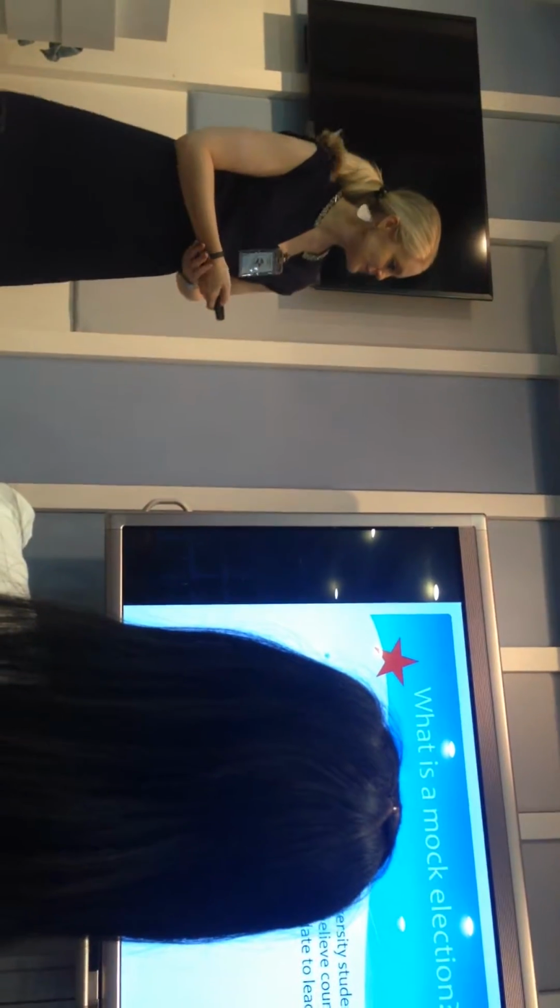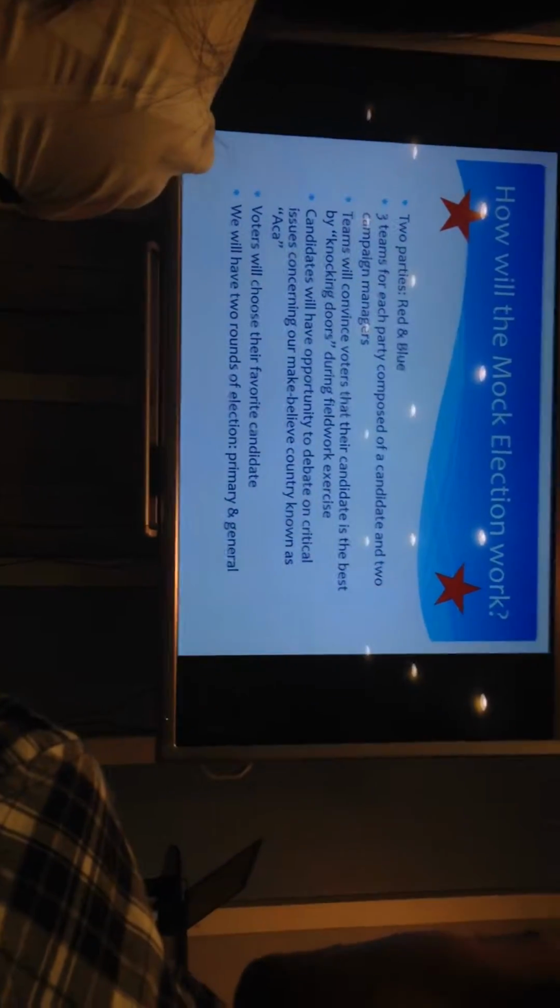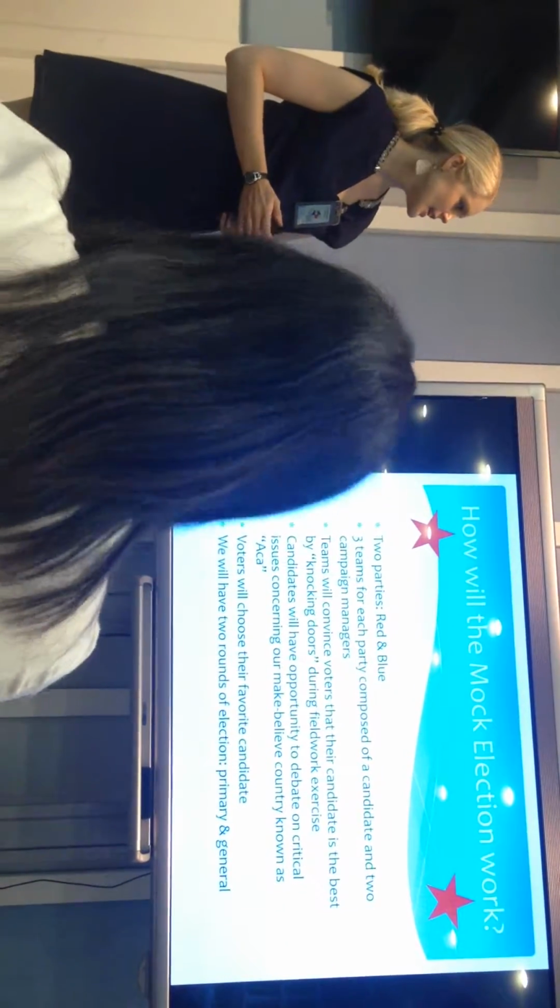So we need all these different people to participate, right? And we have two parties. We can call them red or blue, or anything we want. It's up to you. But basically, we have three teams for each party, where we have a candidate and two campaign managers. We need at least two campaign managers. So teams will convince voters that their candidate is the best by knocking on doors.